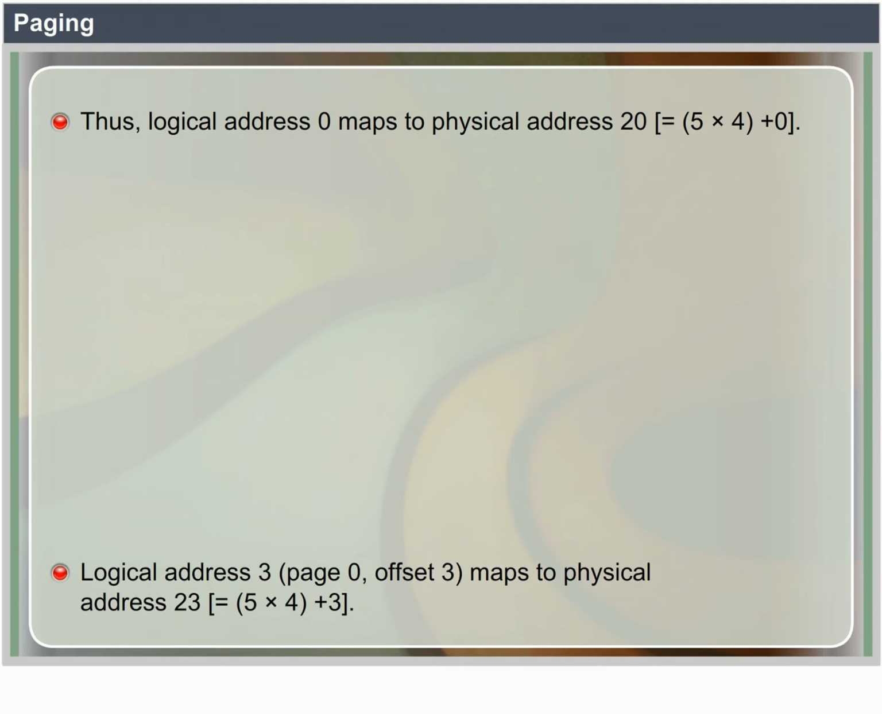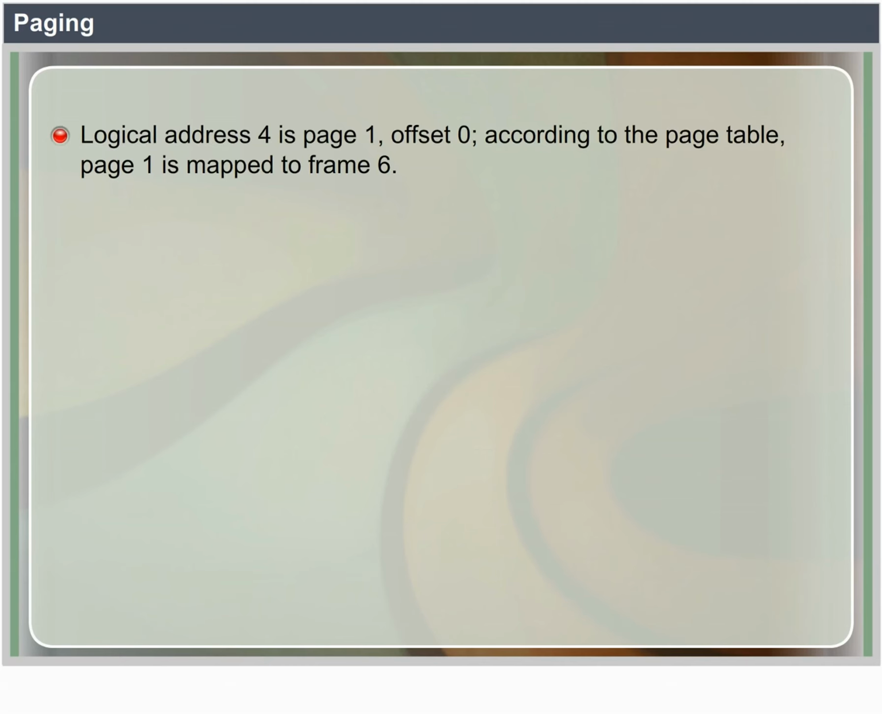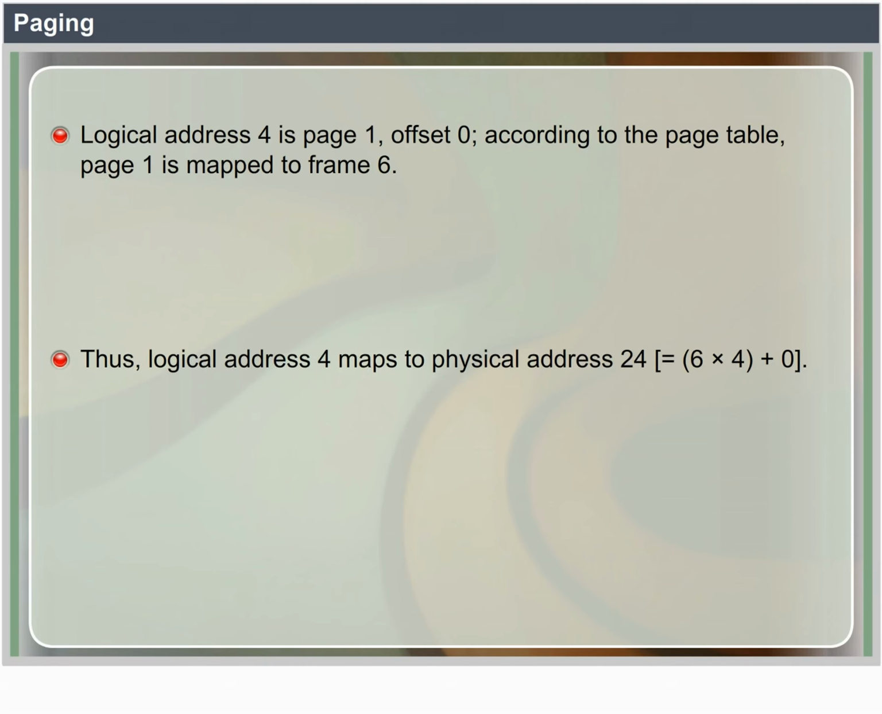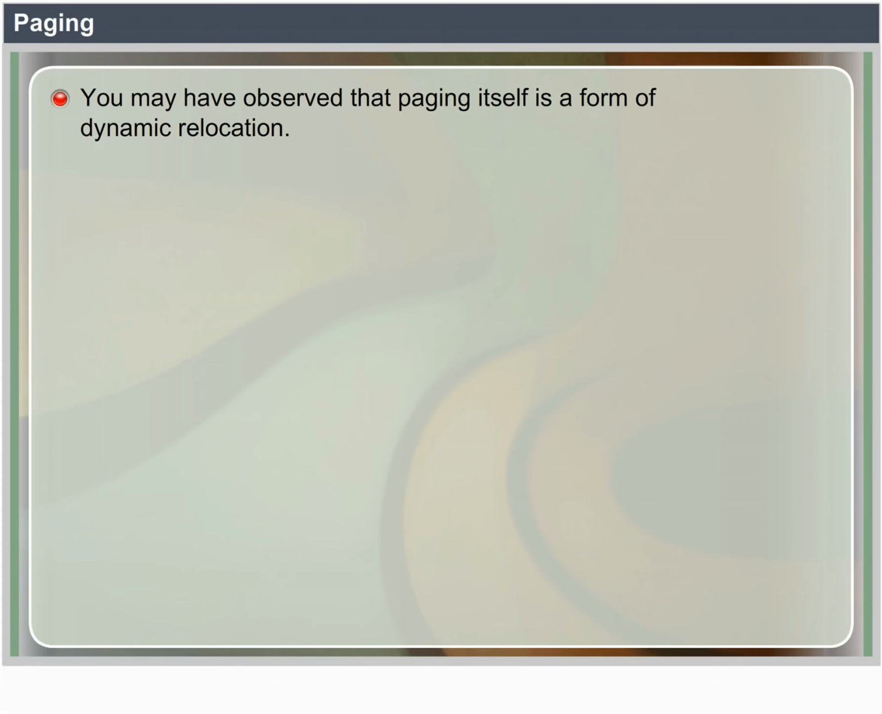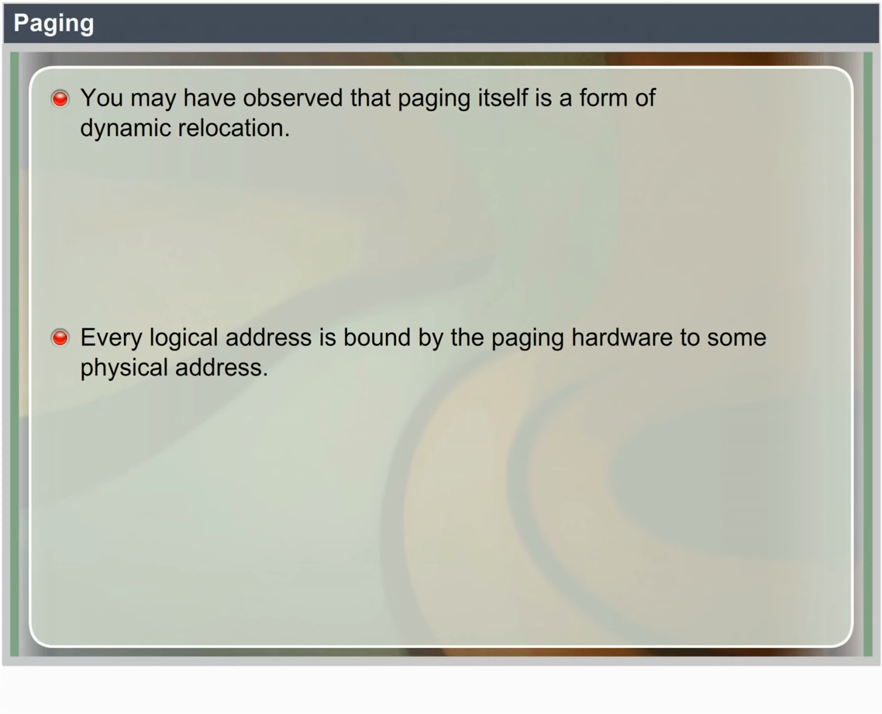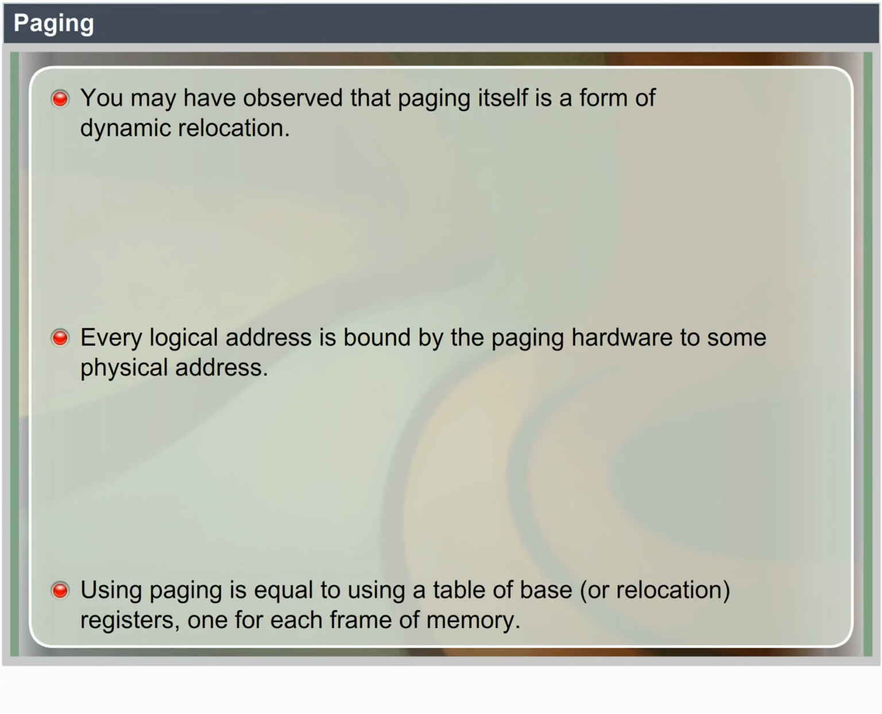Logical address 4 is page 1, offset 0. According to the page table, page 1 is mapped to frame 6. Thus, logical address 4 maps to physical address 24, equals 6 times 4 plus 0. Logical address 13 maps to physical address 9. You may have noticed that paging itself is a form of dynamic relocation. Every logical address is bound by the paging hardware to some physical address. Using paging is similar to using a table of base or relocation registers, one for each frame of memory.